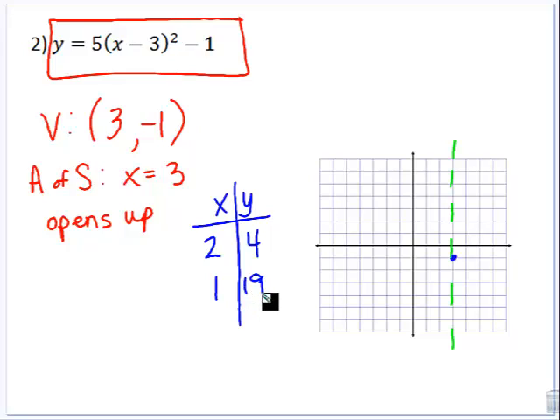Okay, so 2, 4 is right here. 1, 19 is way off our graph, so I'll just put a point way up there somewhere. If I have 2, 4, I want to make sure I reflect it across my axis. And I also know that way up there I've got some other point reflected across. Then we want to draw in this quadratic. So there's our quadratic.